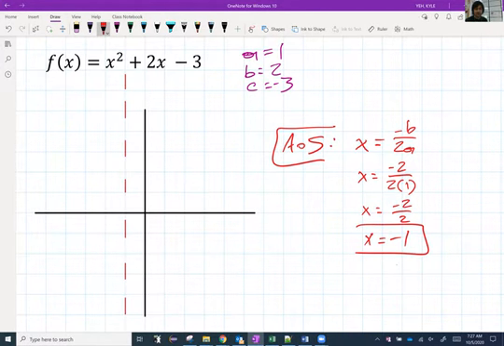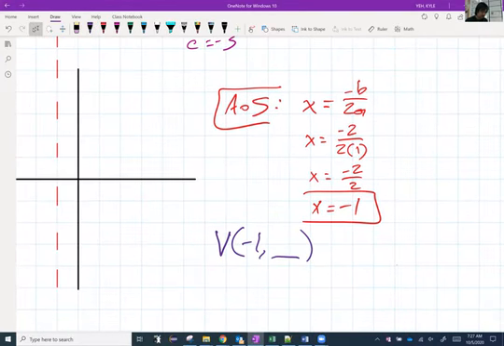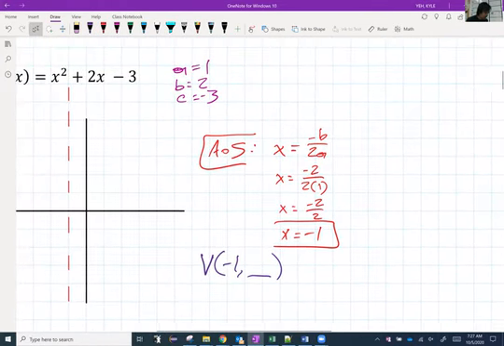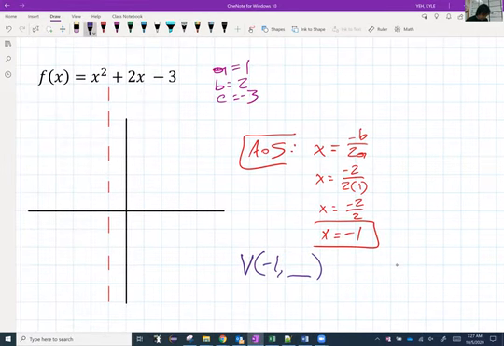Now I also got something else as part of that calculation. I now know that the vertex, I'll use dark purple, the vertex is at negative 1 comma something. I know the x coordinate has to be negative 1 because the vertex has to be on that axis of symmetry. So how do I find the y coordinate? Well, now that I know what the x coordinate is, I can just plug it in. I can say, what is f of negative 1?